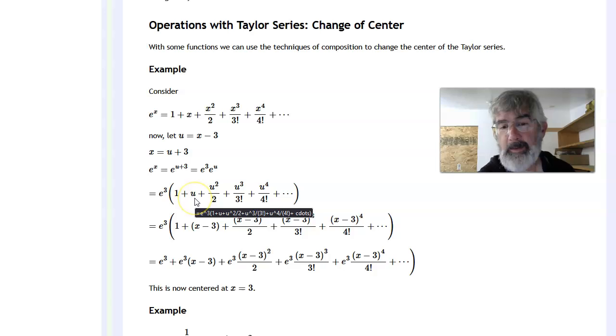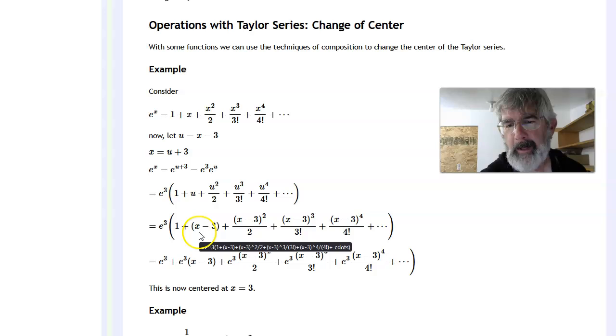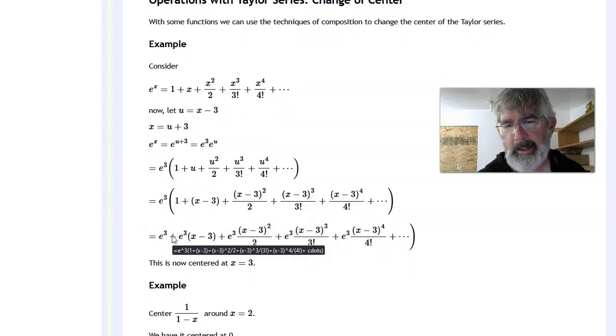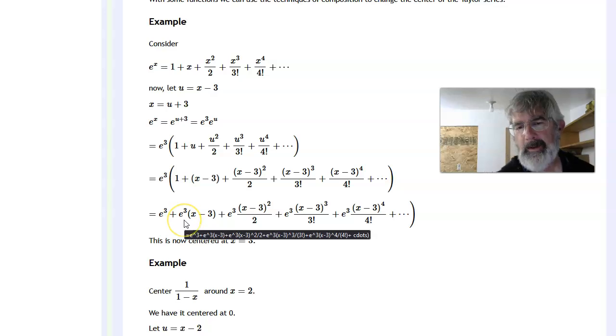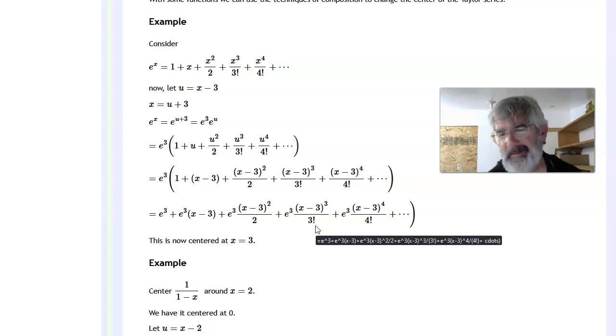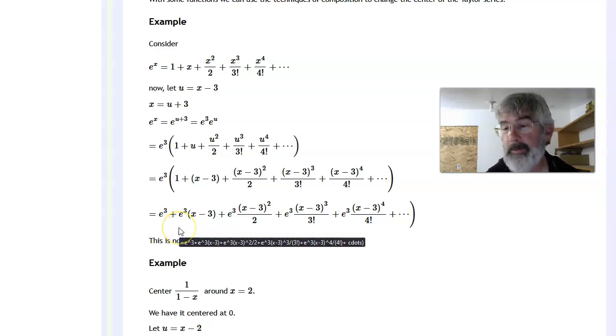But now u is equal to x minus 3, so all those u's are being replaced by x minus 3's. And distributing the e cubed back in, I've got e cubed plus e cubed times x minus 3 plus e cubed times x minus 3 squared over 2 plus e cubed times x minus 3 cubed over 3 factorial, and so on, and so on. But notice this really is what we should have gotten if we want to center this at x equals 3.